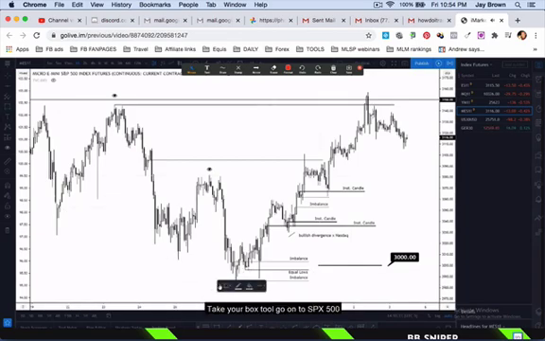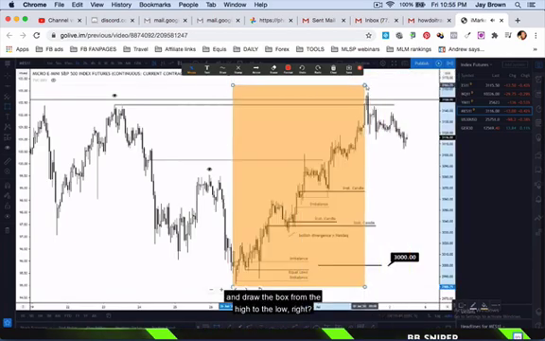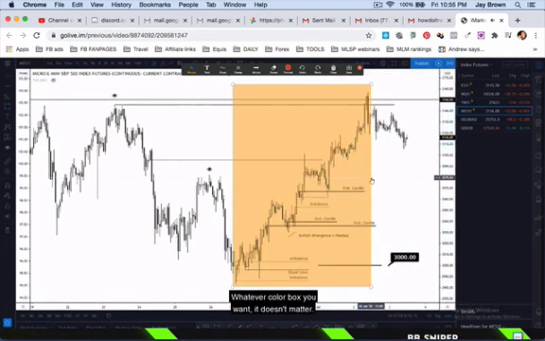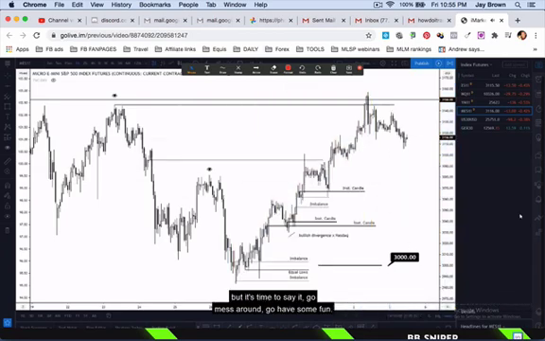So go into this. Take your box tool, go onto SPX 500 or whatever janky way you get your S&P 500, and draw the box from the high to the low. Whatever color box you want, it doesn't matter. And then play around on different time frames inside of this box. Go to the 30-minute, go to the 5-minute, go to the 1 minute, and just look around. That's all you gotta do. But obviously, look for what we tell you. But I'm just saying, go mess around. Go have some fun.